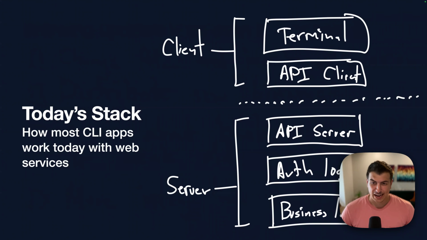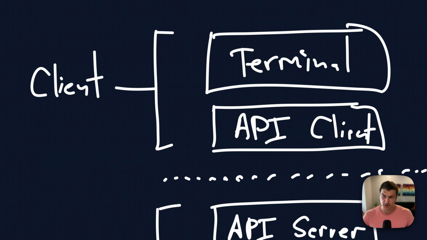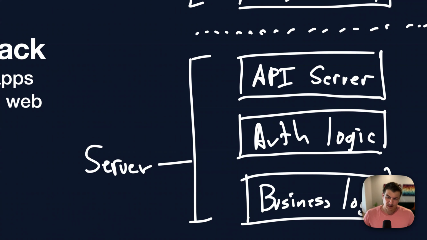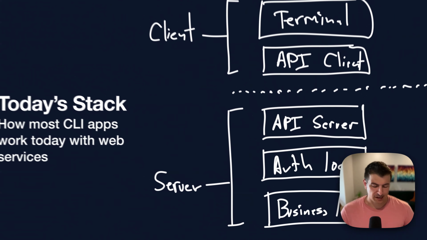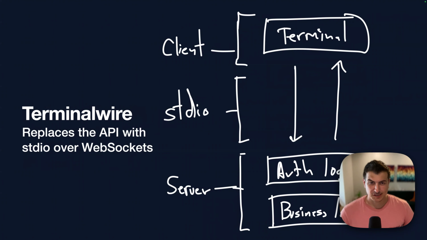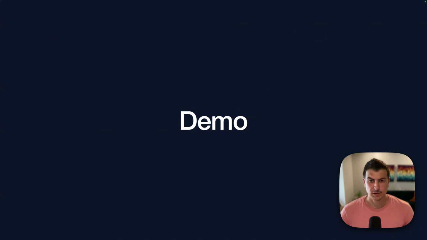This is what that stack looks like when you put it all together. Up top, you have the client, which is the terminal and the API client. And then on the bottom, you have your API server, authorization logic, and business logic. So Terminalwire just deletes the API client and the server, and it replaces it with standard I/O and a few other channels that I will demo.